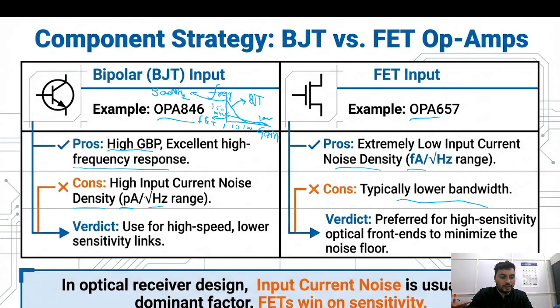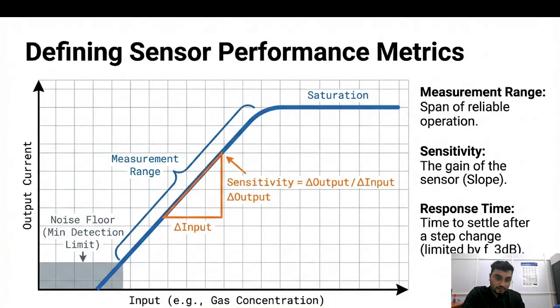So in optical receiver design, the input current noise is usually the dominant factor. FET wins on sensitivity. So if you want bandwidth, you can go for the BJT op amps, or if you want sensitivity, then FET is best for that.